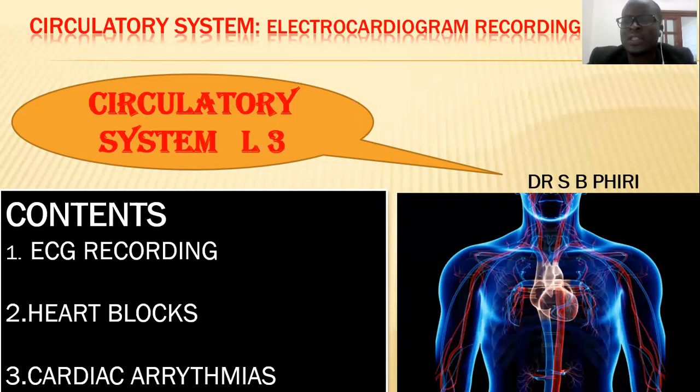Under normal circumstances, we're supposed to do the ECG recording in the physiology laboratory. But because of COVID-19, we're unable to do that. So I've just added information for you to appreciate how you can do an ECG recording. And when we open the university, you'll be able to do a lab. By then you already have the information about the ECG recording, so it will be very easy for you to relate. So let's start by looking at the ECG recording.